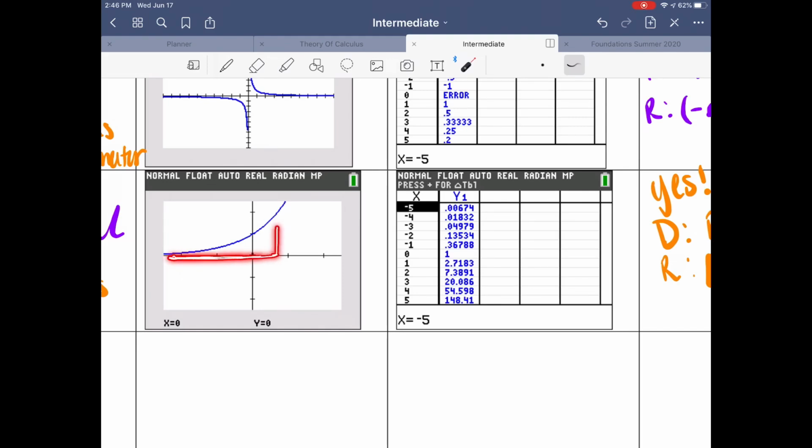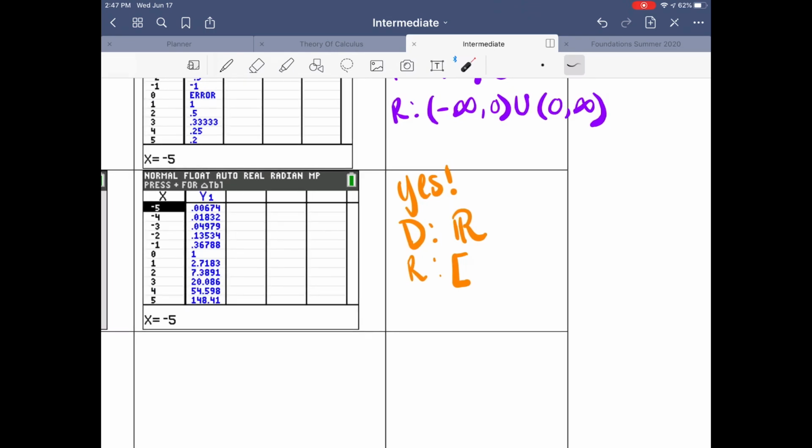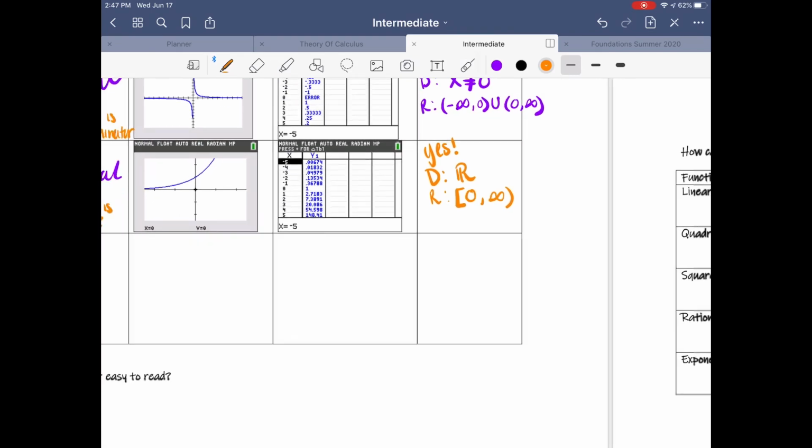The y values start here and they go up. So all of our graph is in the positive y-axis. The x values are anywhere. Any x value is fair game, but the y values are only in the positive part of the graph, which means that the range is only 0 to infinity because it's only in the positive part of the graph.